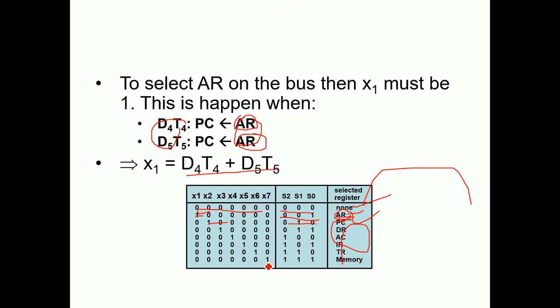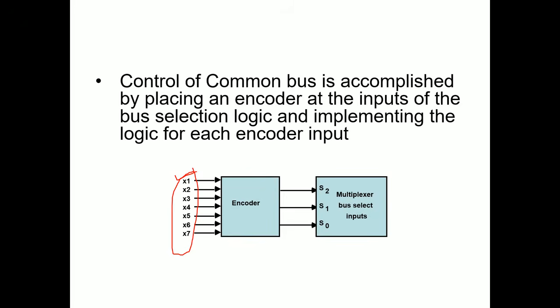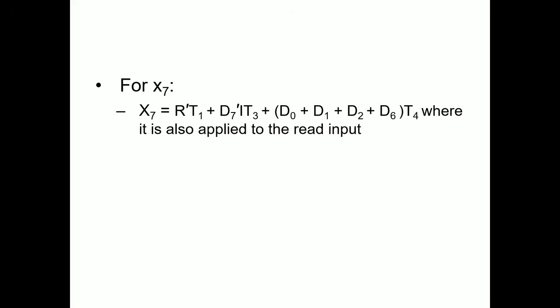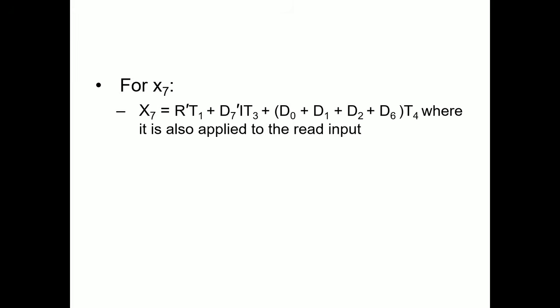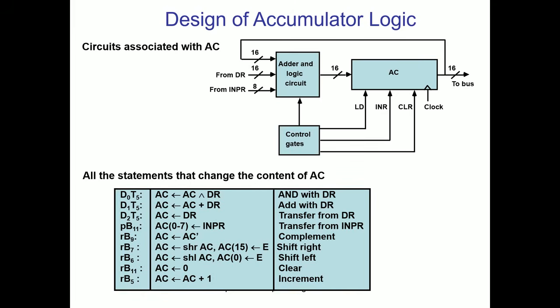When X7 is active, all the selection inputs are 1, 1, 1. That means memory places its information on the bus. So that is nothing but which operation? Read operation. Already we have seen about the read operation. So this is nothing but the read operation: R' T1 plus D7' I T3. We have written that one more time here, and we can draw the diagram for this also. This is about the complete computer description as well as the design of a basic computer. In the next video, we will see the design of the accumulator.